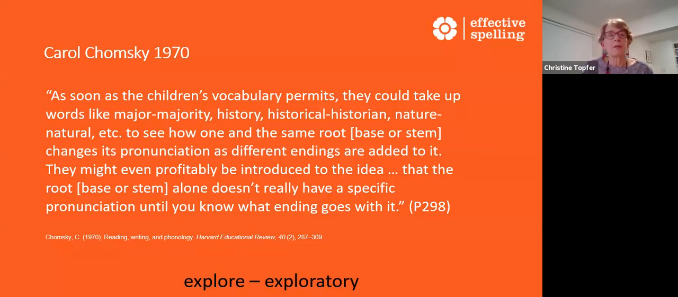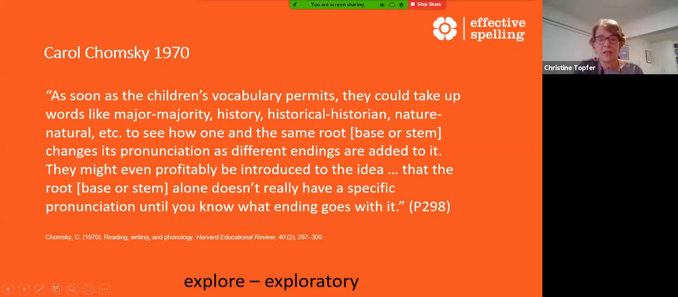So Chomsky, and where we started right at the beginning, she says that as soon as the children's vocabulary permits, they could take up words like major to majority, history to historical. Notice the change in sound. Nature, natural. To see how one and the same root or base or stem changes its pronunciation as different endings are added to it. They might even profitably be introduced to the idea that the root, or we call it base or stem, alone doesn't really have a specific pronunciation until you know what ending goes with it.